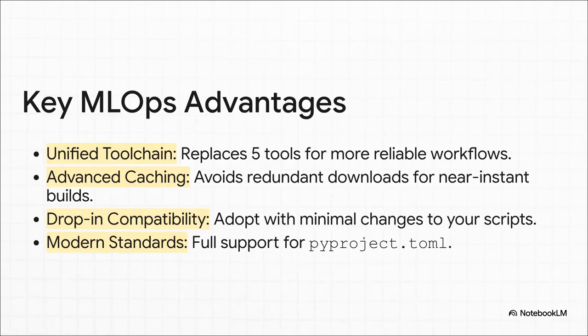But here's the crucial thing. It's not just about the raw speed. By bringing 5 different tools under one roof, UV makes your whole workflow way more reliable and consistent. It's got this super smart global cache, which means you never have to download the same package over and over again. And the best part? It's a drop-in replacement, so you can start using it, like today, with almost no changes to your scripts. And of course, it fully supports modern standards, like pyproject.toml.